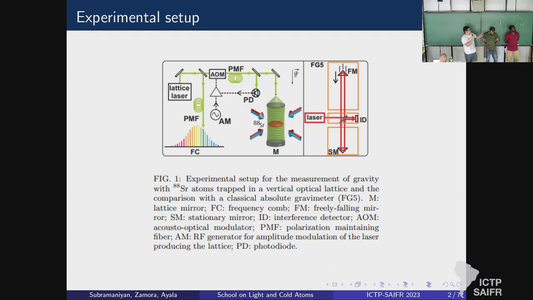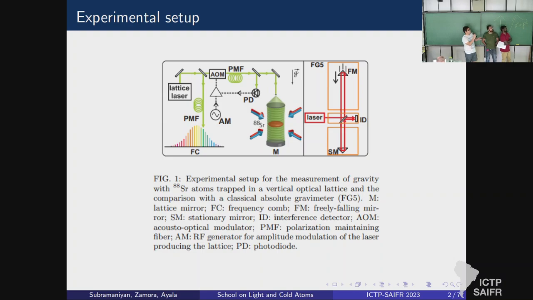In this figure we have two setups. On the left side is the setup with cold atoms, and on the right side we have the Michelson interferometer, which is used for classical estimation of the constant of gravity. On the left one we start with a laser. We divide the laser beam.